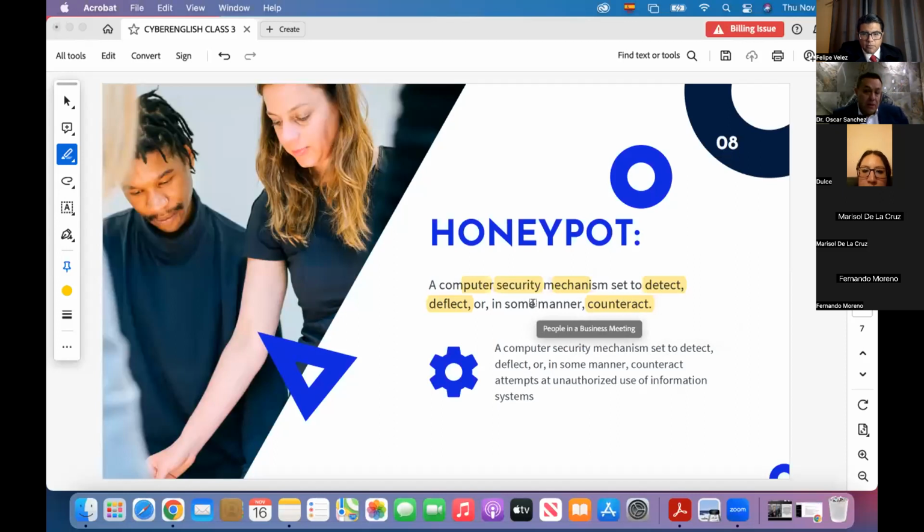A computer security mechanism set to detect, deflect, or in some manner counteract attempts at unauthorized use of information systems. Hay que practicar más. Dulce. A computer security mechanism set to detect, deflect, or in some manner counteract attempts at unauthorized use of information systems.